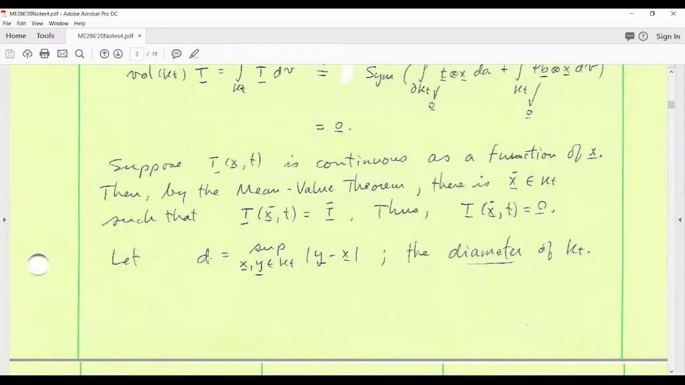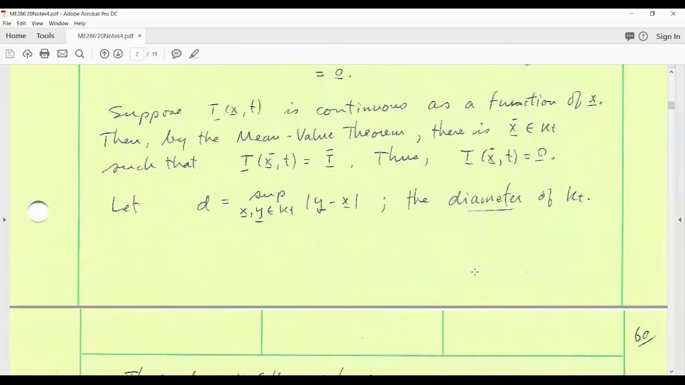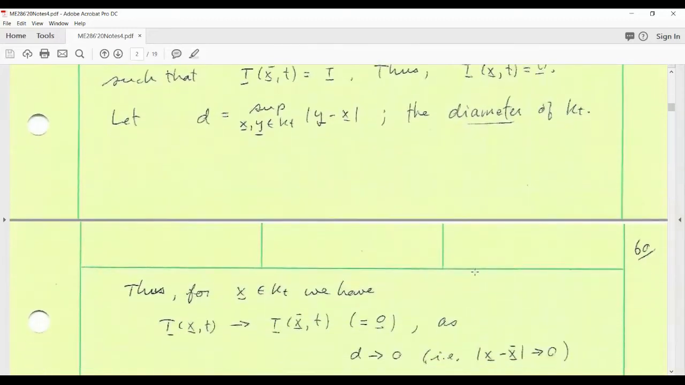let's introduce a notion of the size of the body. So form the difference of all position vectors in the body and maximize that over the entire body. We take the supremum, which means essentially it's the least upper bound or the maximum of this over the entire body. Form all the position differences that you can in the body, and then pick out the largest one. We'll call that the diameter of the body. Even if the body is not a sphere, this notion of diameter is still applicable.